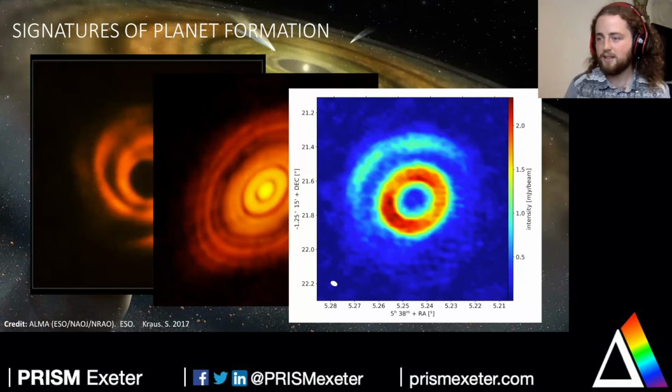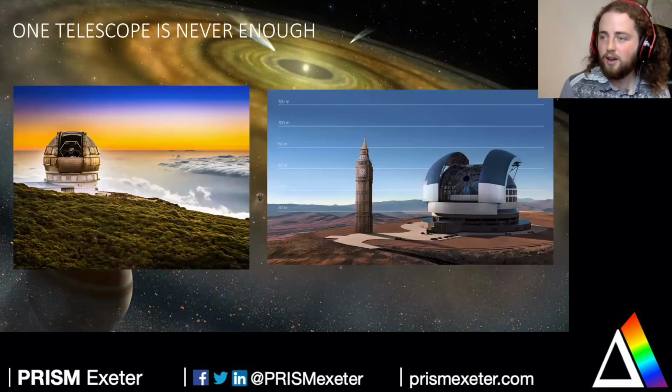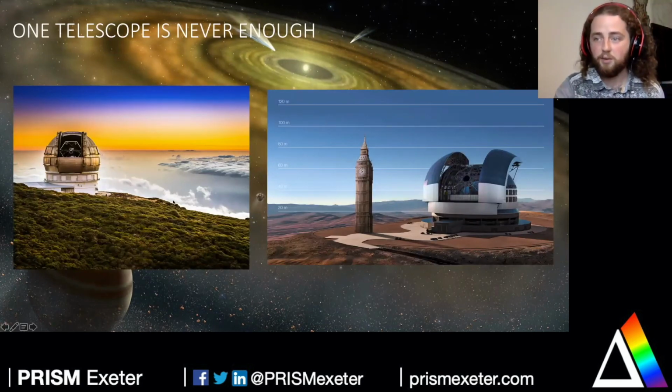But the trouble is, it's not always easy to make an image like this. In fact, it's very difficult indeed to make an image like this. So on the left here, we've got currently the largest telescope in the world. This is on Gran Canaria, and it's just over 10 meters in diameter. So it's a pretty big telescope.